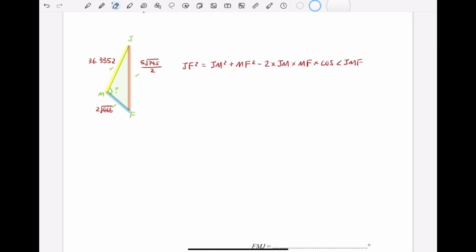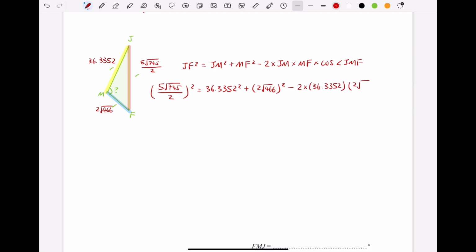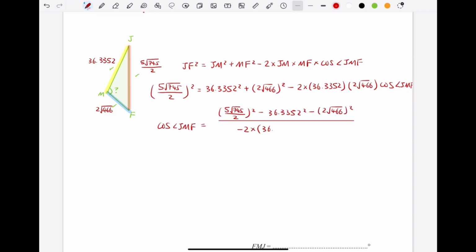Now we can use cosine rule to work out the angle. We know JF is 5 root 745 over 2. We know JM is 36.3352. We know MF is 2 root 466. By substituting these values back into our formula and then rearranging for cosine JMF, we can work out the angle JMF, which is 117.9 degrees.